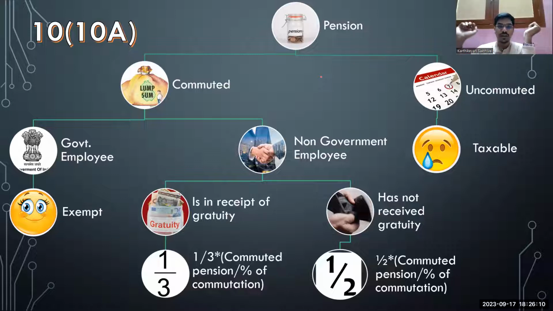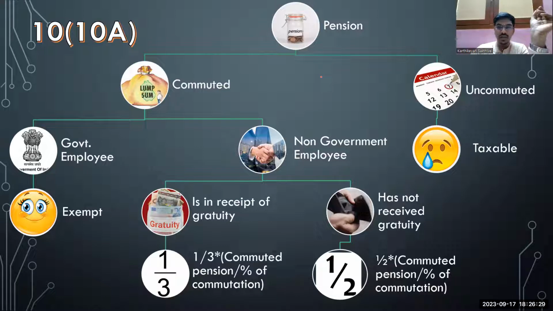Then what do you mean by uncommuted pension? The pension which is received on a monthly basis is known as uncommuted pension. Let me put it again. The amount of pension which is received on the day of his retirement is known as commuted pension.